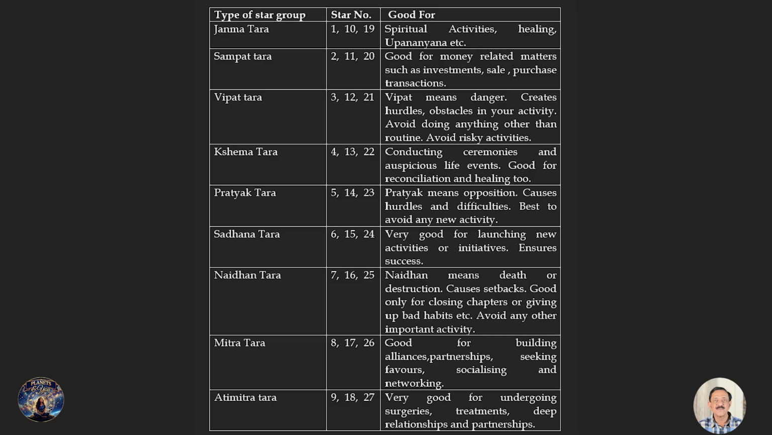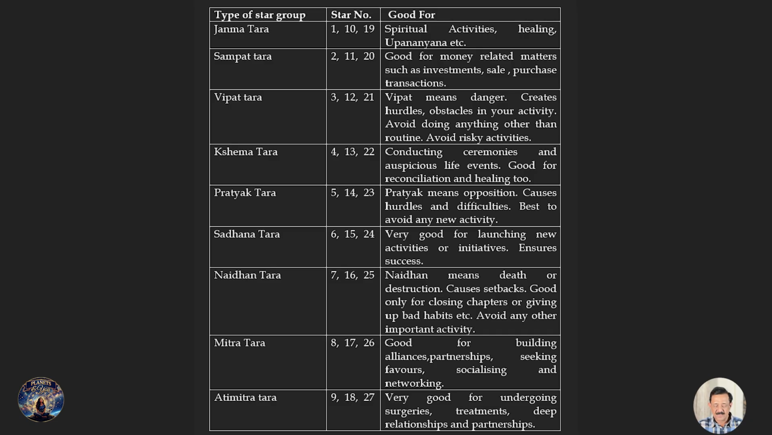Next category is Mitra Tara. These are 8, 17 and 26. Good for building alliances, partnerships, seeking favors, socializing, networking, etc. Thus, Mitra Taras will bless these activities. Next is Atimitra Tara. These stars are 9, 18 and 27. These are very safe category of nakshatras.